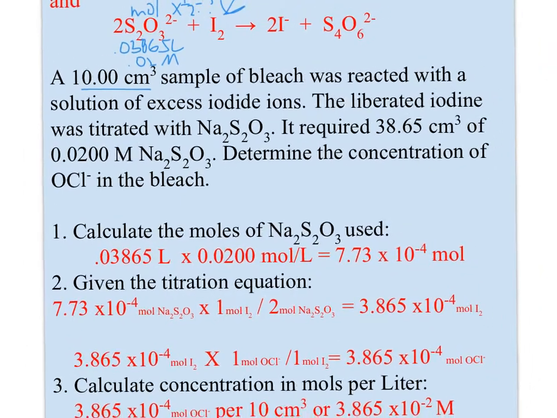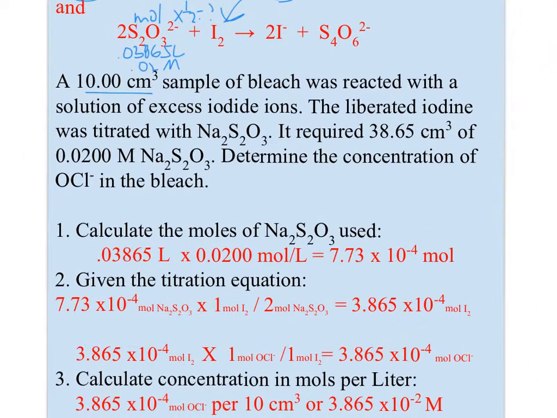So as I indicated up above, I'm going to take the 0.03865 liters times 0.02, and I determined that I have 7.73 times 10 to the minus fourth moles of S2O3 ion. And that then occurs in a 1-to-2 ratio with the iodine, so that means I must have half that much, or 3.865 times 10 to the minus fourth moles of iodine. And because in the first equation we saw that the hypochlorite and the iodine occur in a 1-to-1 ratio, this is also my moles of hypochlorite.